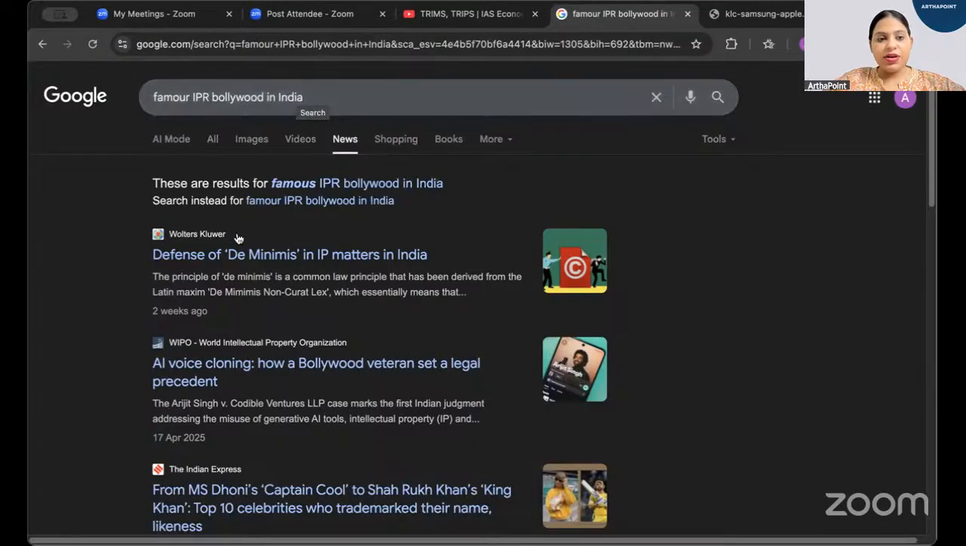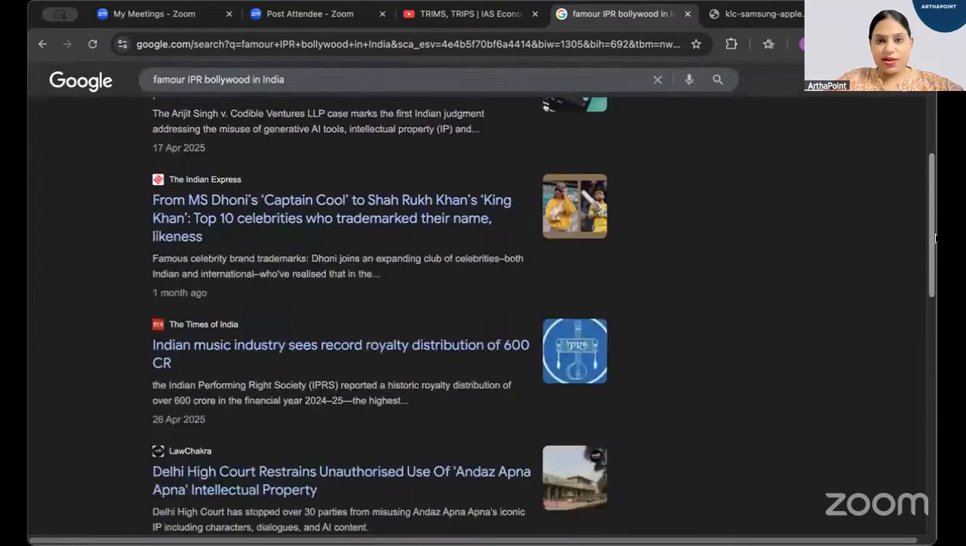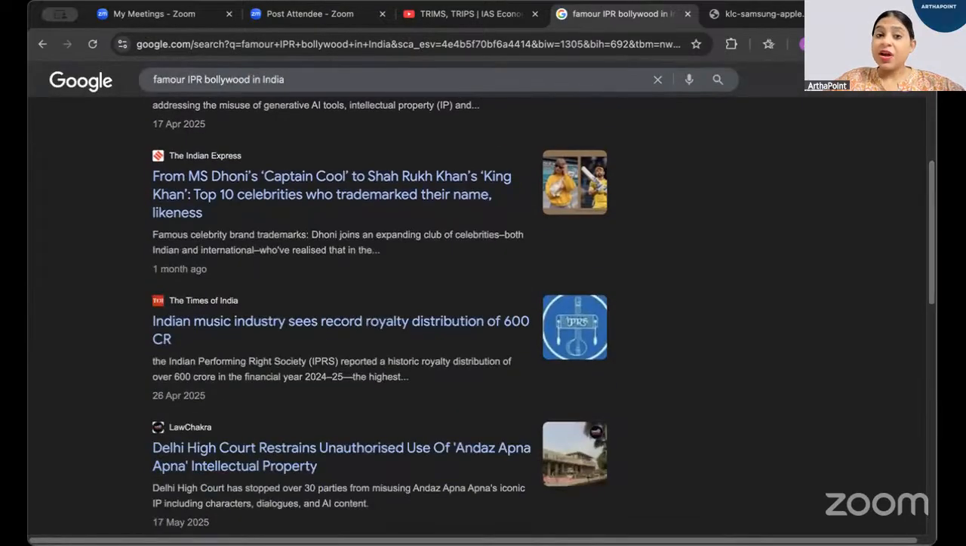ठीक है. Defense of day mimics and IP matters in India. I'm leaving this to you as a homework. ठीक है. म्यूजिक इंडस्ट्री में ये बहुत कॉमनली होता है that they go ahead and they say कि ये तो ट्यून मेरी है, ये तो मैं जिससे कॉपीड है, and they just go ahead and they put a court case on the other party. Okay, let's go ahead and begin today's lecture then.